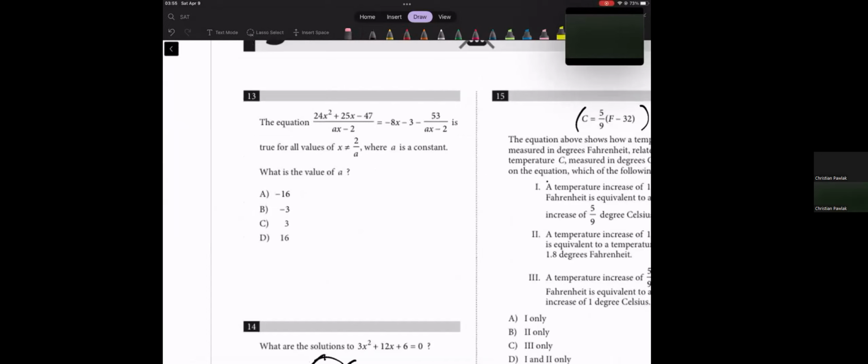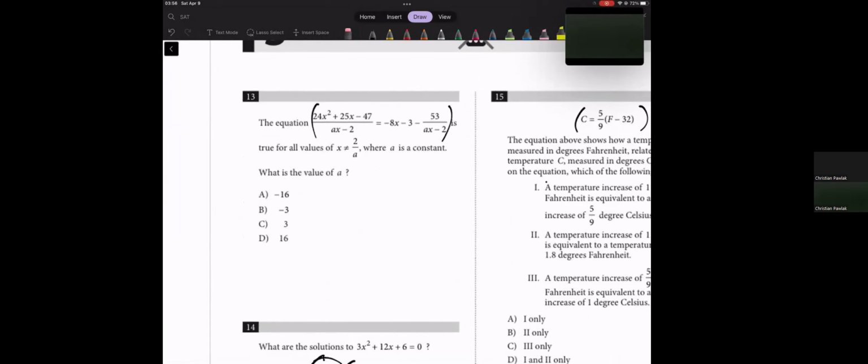Number 13. I like this question because it looks really, really bad, but it's actually not bad at all. Here's why. You look at this and you're saying, I hate fractions, which is perfectly valid. What do we do when we hate fractions? We multiply by whatever the LCD is. In this case, you can see the LCD is just ax minus 2, and that helps us figure out the value of a.